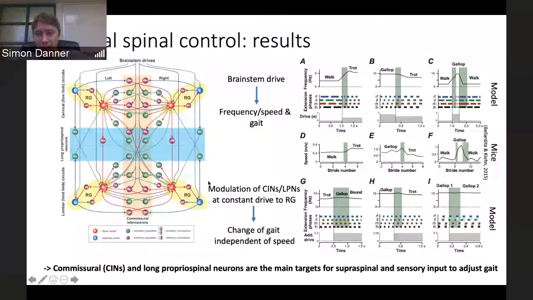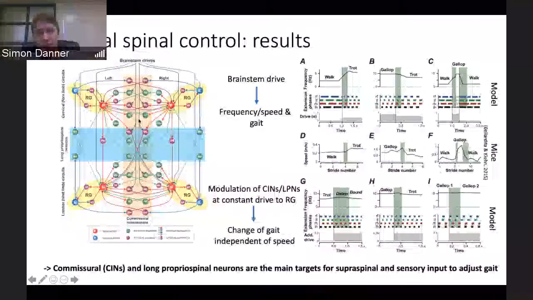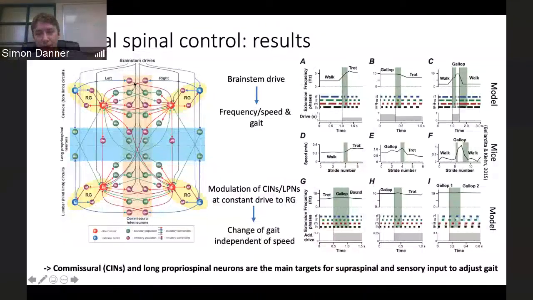But if we now decouple the drive to the commissural interneurons from the drive to the flexor centers, the model can change the gait with only marginal changes in the frequency by just modulating commissural and long propriospinal neurons. So from this model, we can suggest that commissural and long propriospinal neurons are the main targets for supraspinal and sensory inputs to adjust gait.